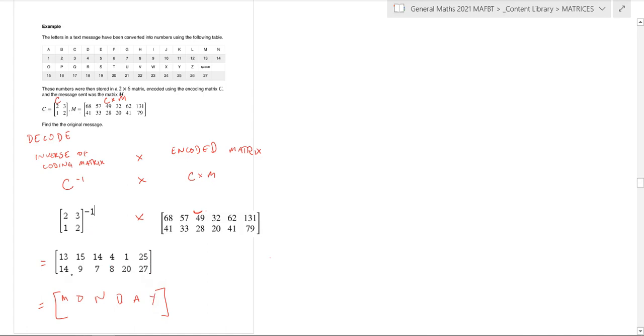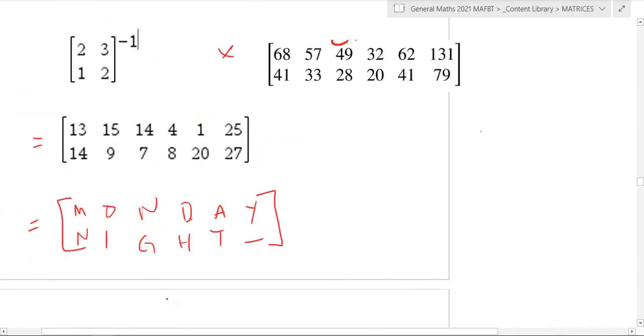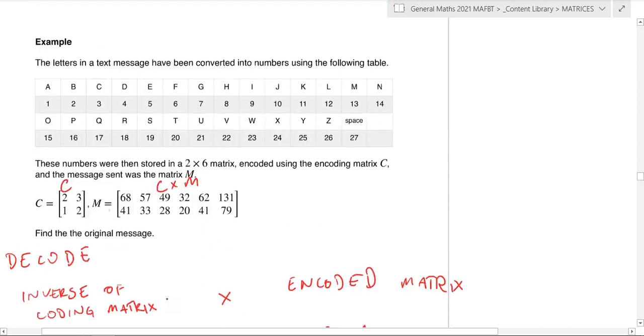Okay, and let's do the second row. 14 corresponds with N. 9 corresponds with I. 7 corresponds with G. 8 corresponds with H. 20 corresponds with the letter T. And 27 is a space. So the message is Monday night. That was the original message here.